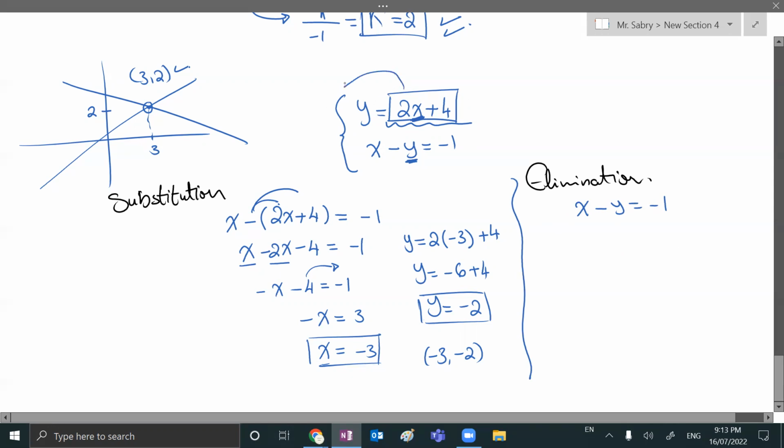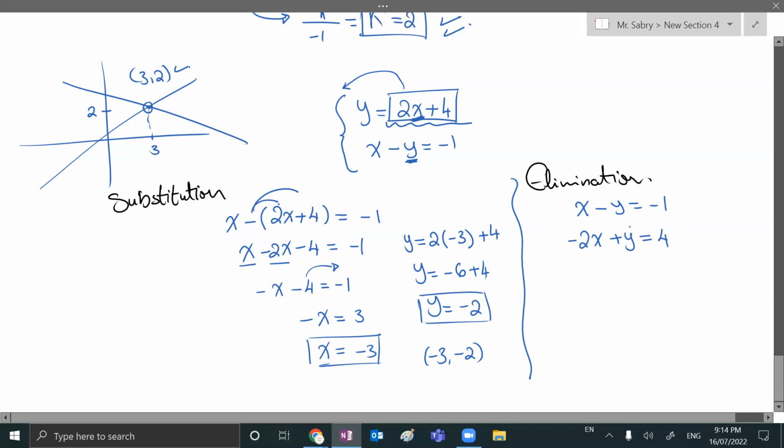I can move the 2x to this side. It will become -2x and then plus the y, and then all of this is equal to 4. Now they have the same order. How do I do the next step? I try to make sure that either the x's or the y's have the same coefficients. Either the x's or the y's. It doesn't have to be only the y and it doesn't have to be only the x.